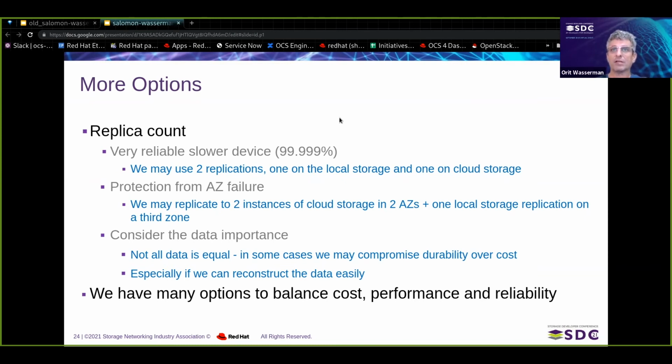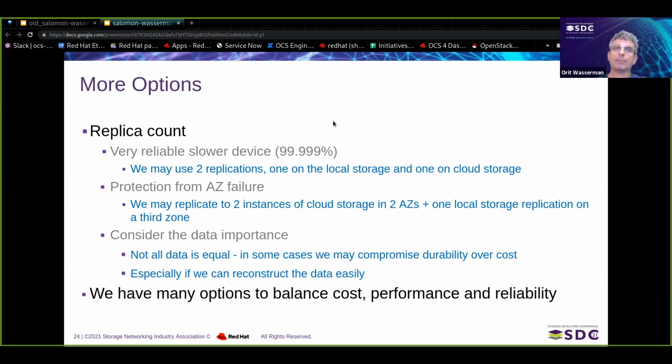There are several things that we should consider before deciding on a configuration. One, how reliable is the cloud storage? In AWS, there are some volumes with reliability of 99.8 to 99.9% and some with 5 nines. If the slow storage is reliable enough, we may not need two replicas on the slow storage.